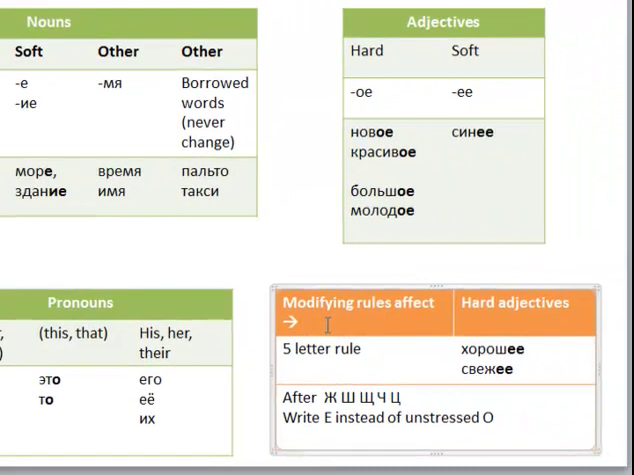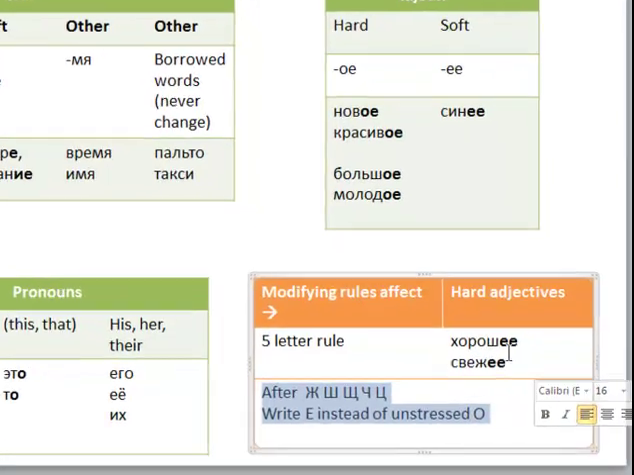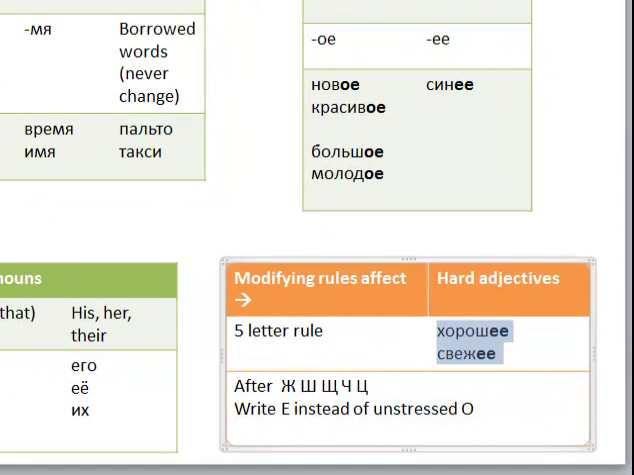For neuter, you have to remember another modifying rule, the 5-letter rule, that states that after ж, ш, щ, ч, and ц, you have to write е instead of an unstressed о. For example, хорошее, свежее. These are again false soft endings.